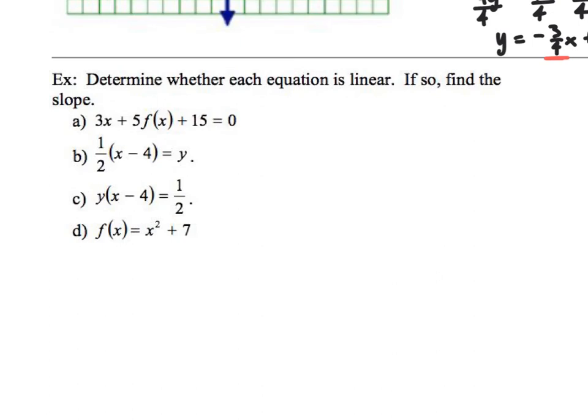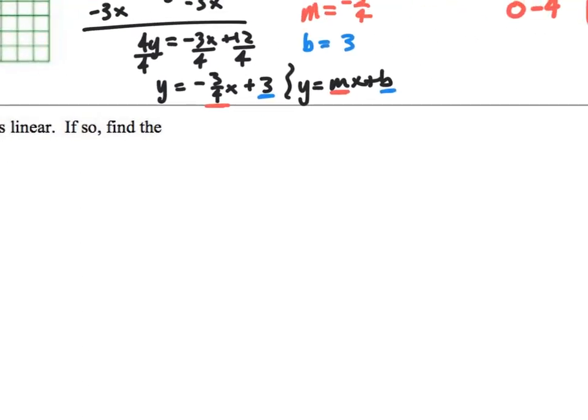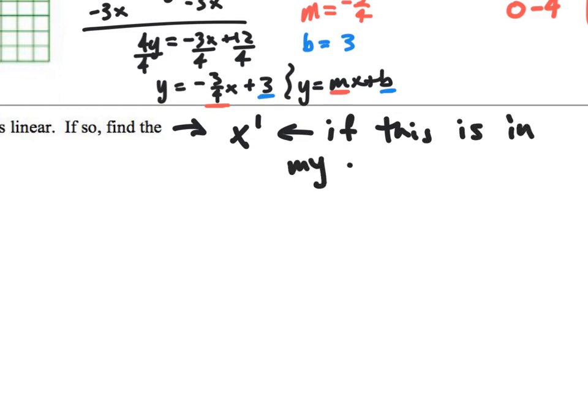What I want to do is determine whether an equation is linear, and if so, find the slope. First things first, the only way that this works is if I have something with x to the first power in the equation. If this is in my equation, then it's linear.